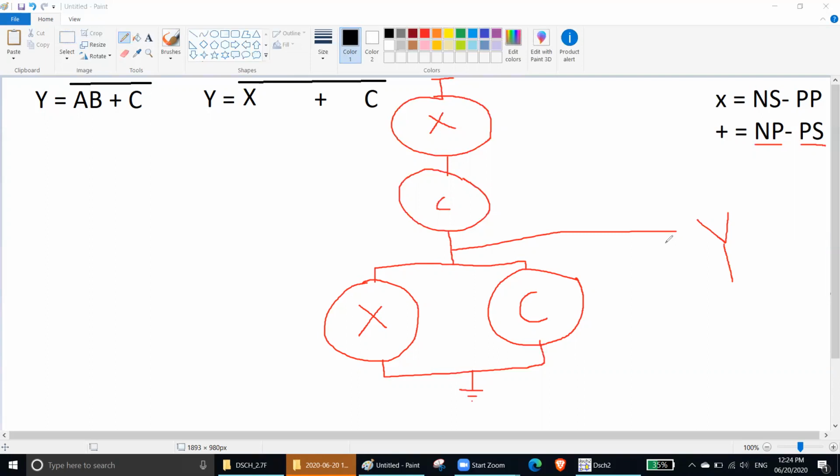Okay, now come here again. C. What is C actually? C is actually C, right? C is only one input. So can we replace the C using one what?